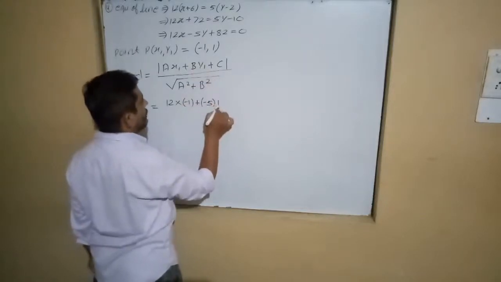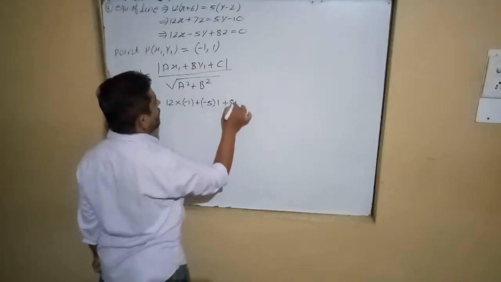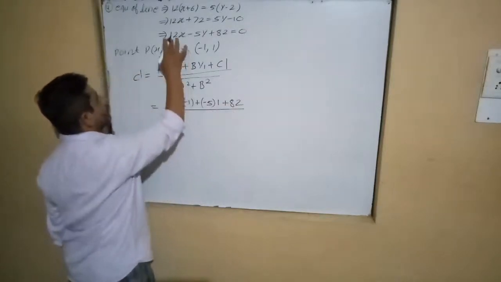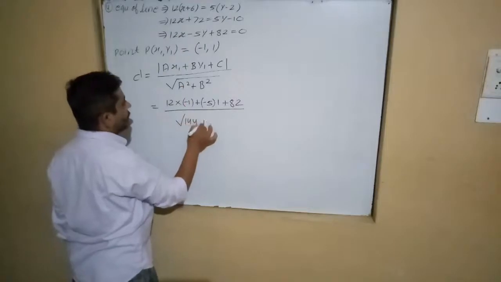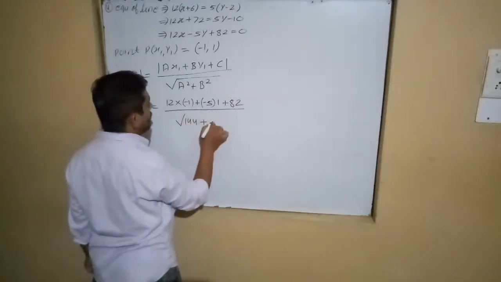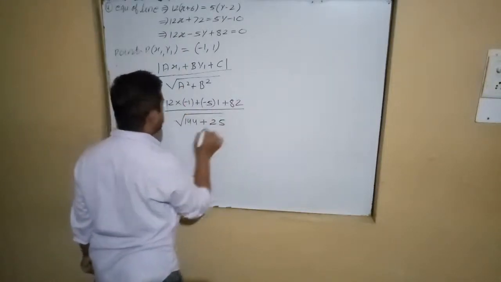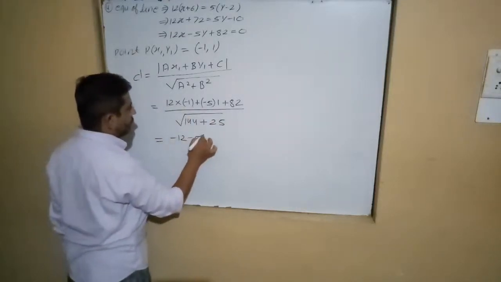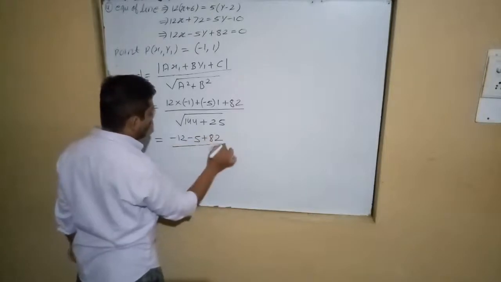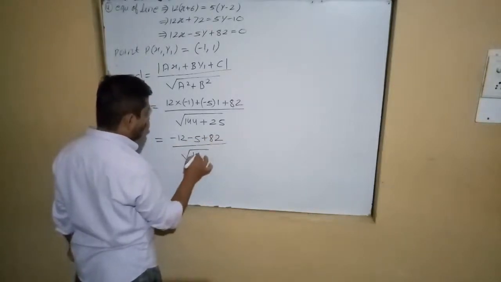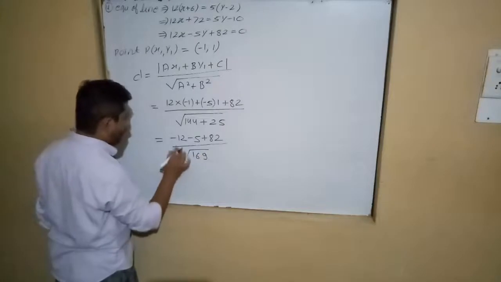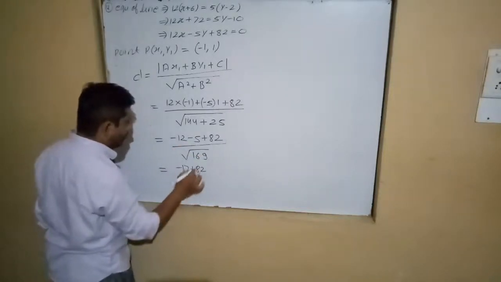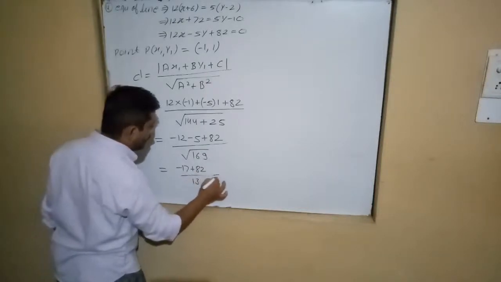y1 is 1, plus c, 82, upon root of a square plus b square. a square is 12 square, which means 144, plus b square, which means 25. So, 12 into minus 1, plus minus 5 into 1, plus 82, upon root of 169, which is equal to 13.